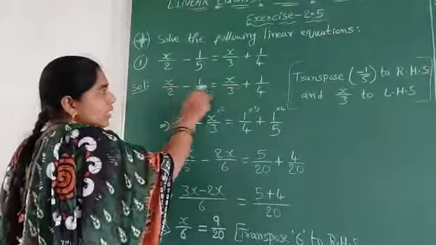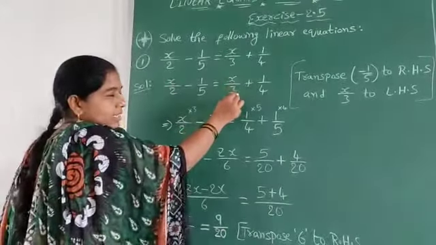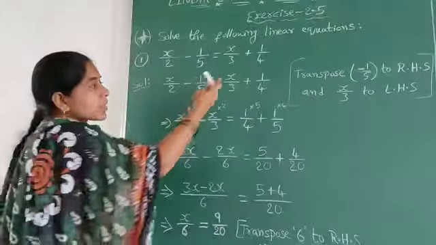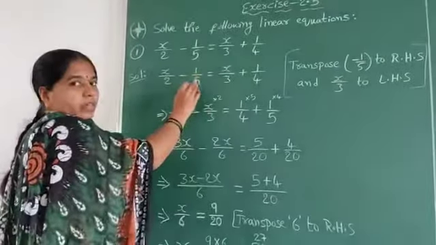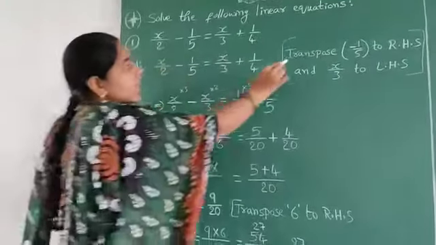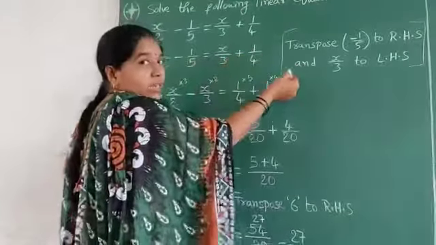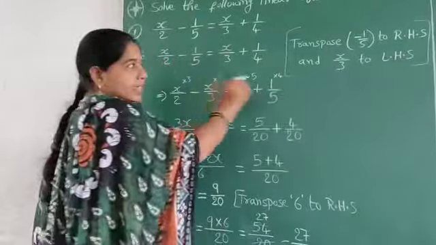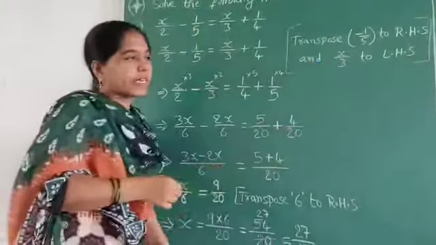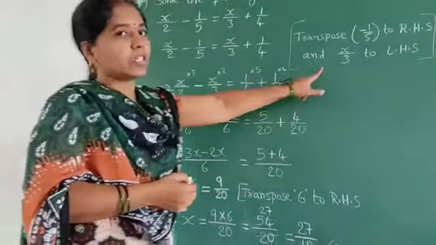Here we have the x by 2 term, and on the RHS also an x by 3 term, so we will take the x terms to one side. And the constant, minus 1 by 5, we will transpose to the right hand side and this x by 3 to the left hand side, that is minus 1 by 5 to RHS and x by 3 to LHS.